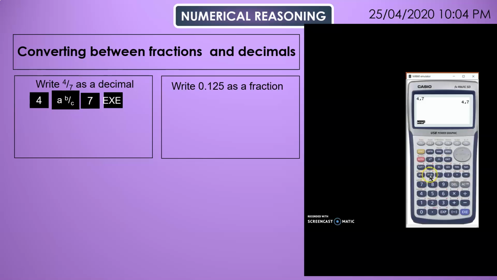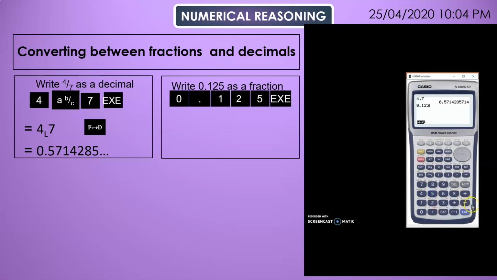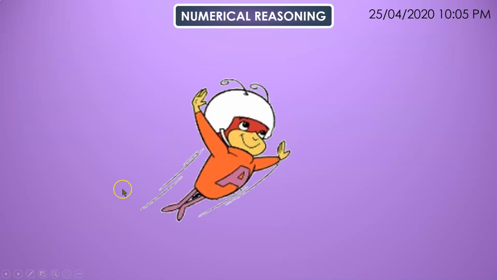Okay, this is converting between decimals and fractions. First thing to do is go to run, so either press 1 or select it off the menu. The next step is to put your fraction in, so in this case it's 4, ABC 7, press equals, and it stays as a fraction. Now to convert it to a decimal, all you have to do is press F to D, which means fraction to decimal. And there you go, there is your decimal.